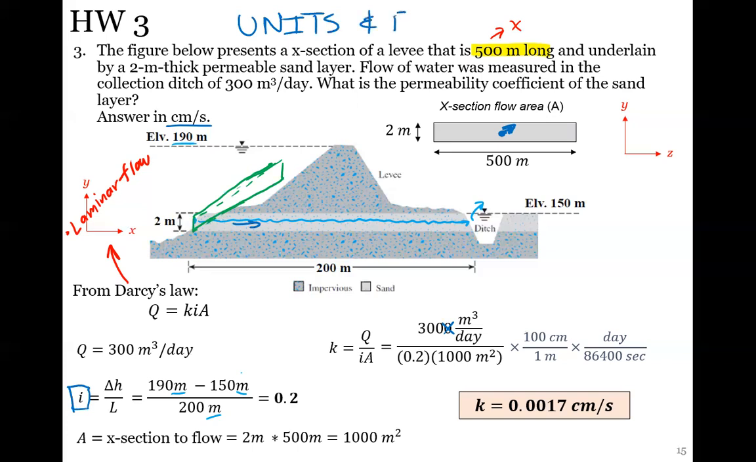And the flow path is important for this one, which is L. So know which way your L is going. Sometimes it's horizontal, sometimes it's vertical. It could be at an angle. So you always need to think of what path the water molecule is taking, and that length is what you would plug in for your hydraulic gradient.